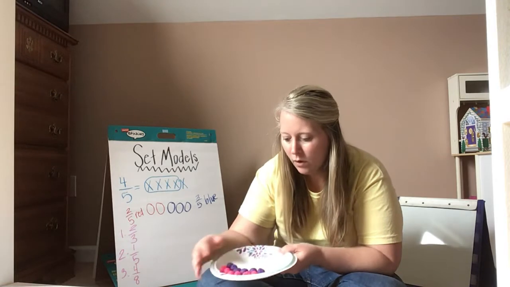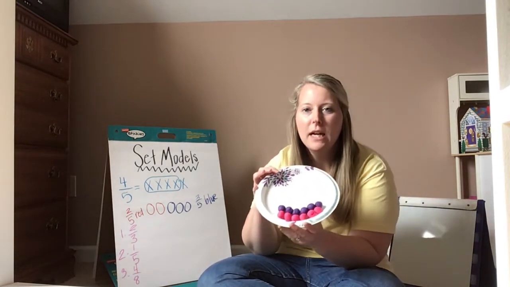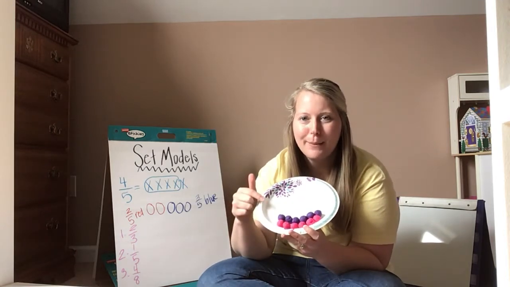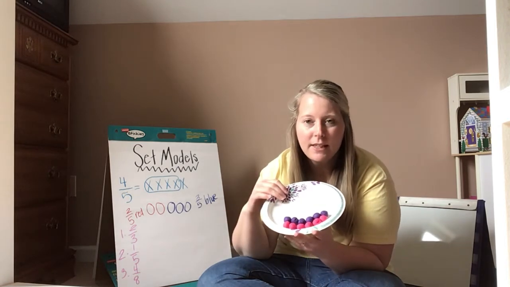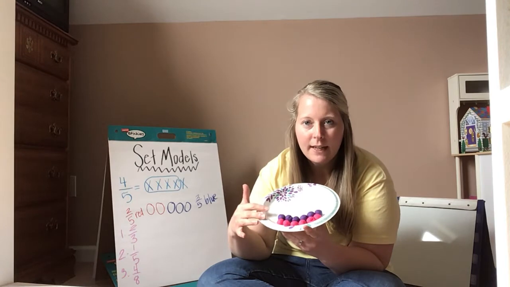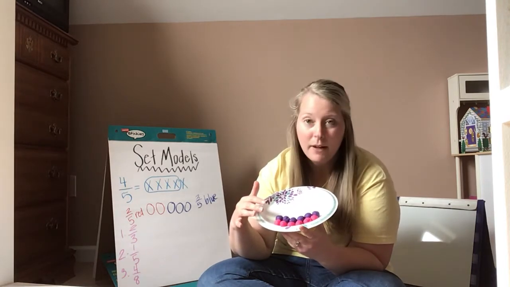Okay. So, I have pink and purple, and I made some pink circles and I made some purple circles. I actually made 6 of each color. So I'm going to be using these to show you set models. Again, they're not always going to look like an array, but sometimes they might. So set models, that is.